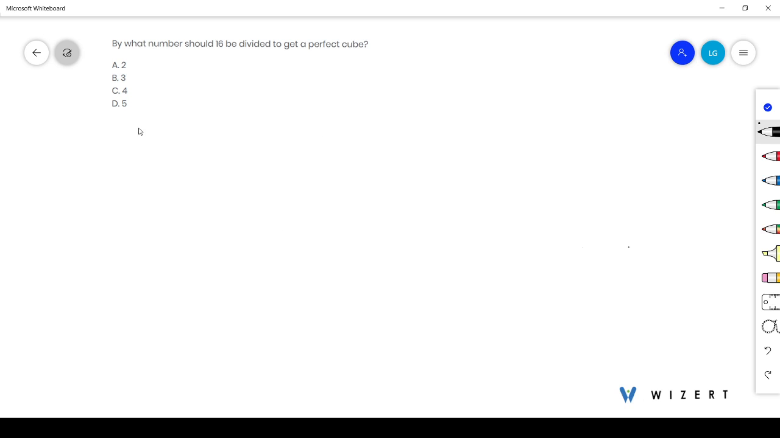Our question is, by what number should 16 be divided to get a perfect cube? Here we have to find the number by which we divide 16 so that we get a perfect cube. To find the solution, we need to first find the prime factorization of 16.